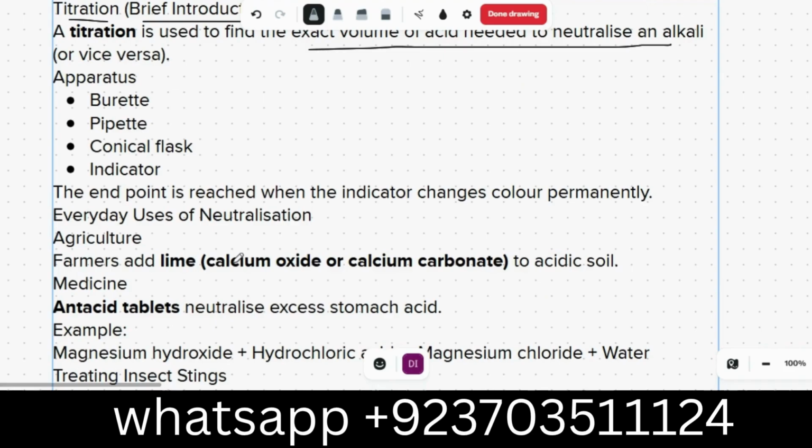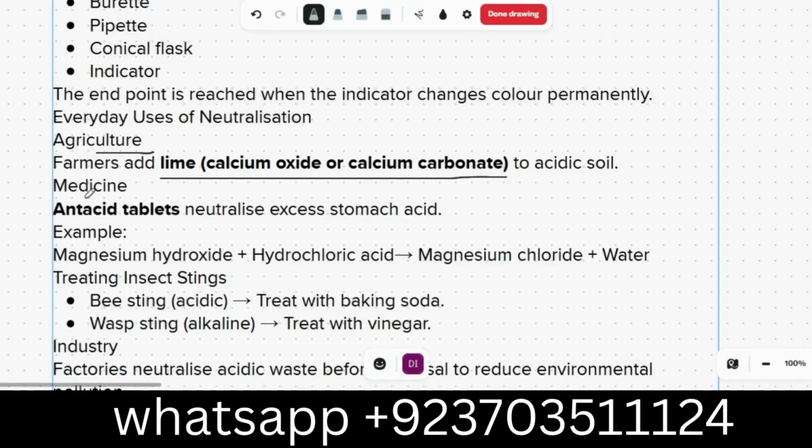Everyday uses of neutralization are in agriculture. Okay, farmers add calcium carbonate to acidic soil, so they can neutralize the soil. Okay, medicine: antacid tablets are used to neutralize excess stomach acid. How is magnesium oxide used? There is HCl in our stomach, so that will give us magnesium chloride, that is a salt, plus water.